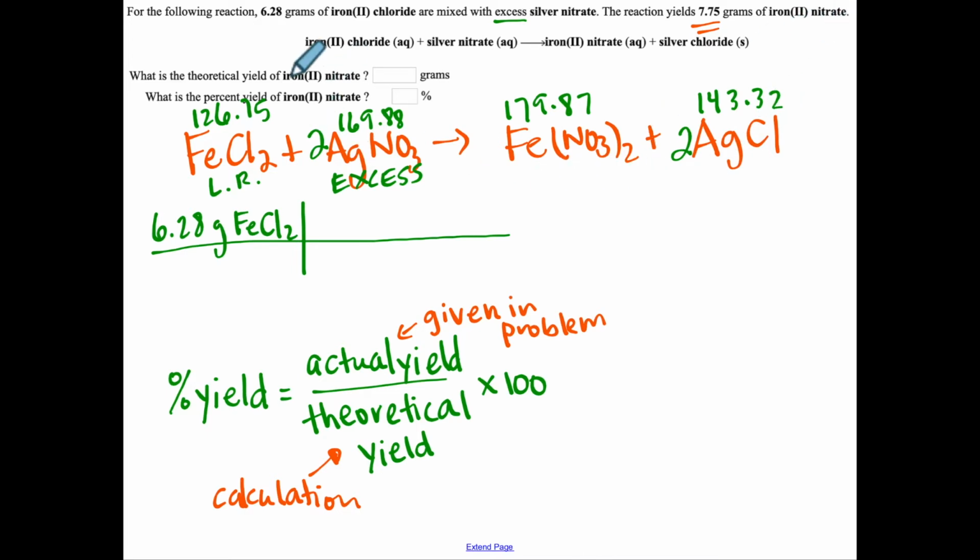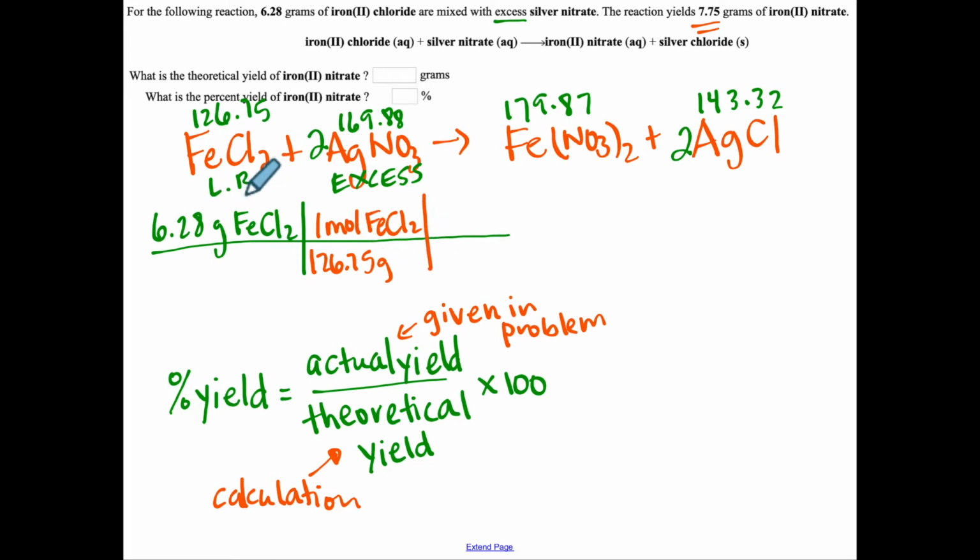So it says, what is the theoretical yield of iron 2 nitrate? We're starting at iron chloride. We need to convert from grams of iron chloride to grams of iron 2 nitrate. So from here to here. So we have grams here. We need to put grams down here. We will use the grams for iron 2 chloride, which is 126.75. And that is a molar mass, so that equals 1 mole of iron chloride.